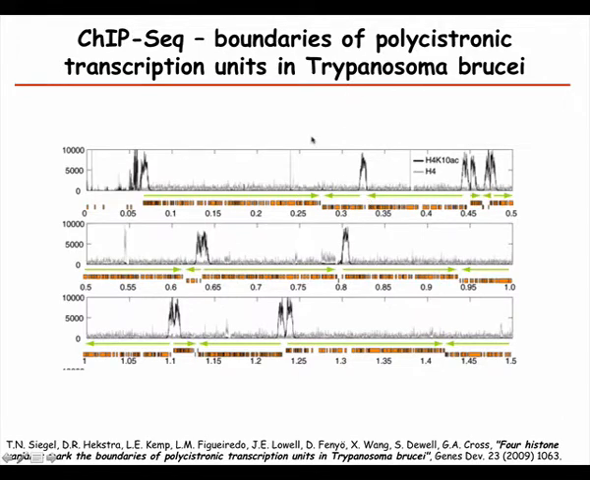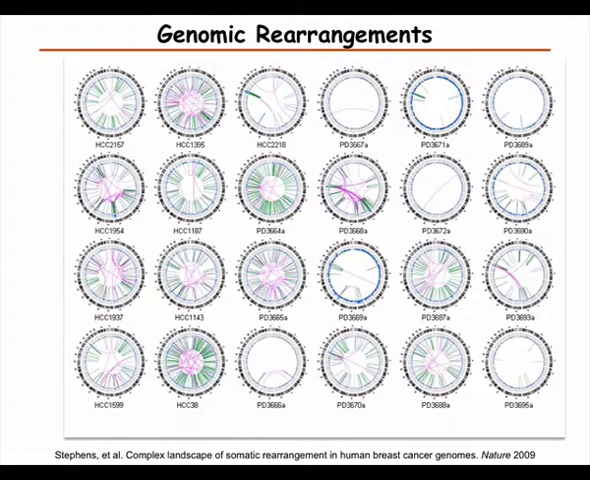Then we can go even another level up, showing genomic rearrangements. Here we show, in a circular way, all the chromosomes, and these lines show if there is a crossover that we've detected in our sequencing data. So this is now a very high-level illustration of what's going on.